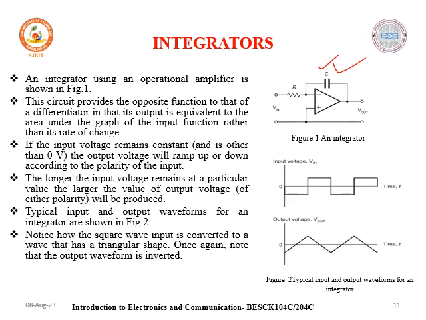The typical input and output waveforms we can observe here. This is the input and this is the output waveform, showing how the square wave is converted into a wave that has a triangular shape. Once again, note that the output waveform is inverted because we apply the input to the inverting terminal. The equation of Vout is minus 1 by RC times the integral of Vin dt, where R is the input resistor and C is the feedback capacitor. This is the equation of an integrator circuit.